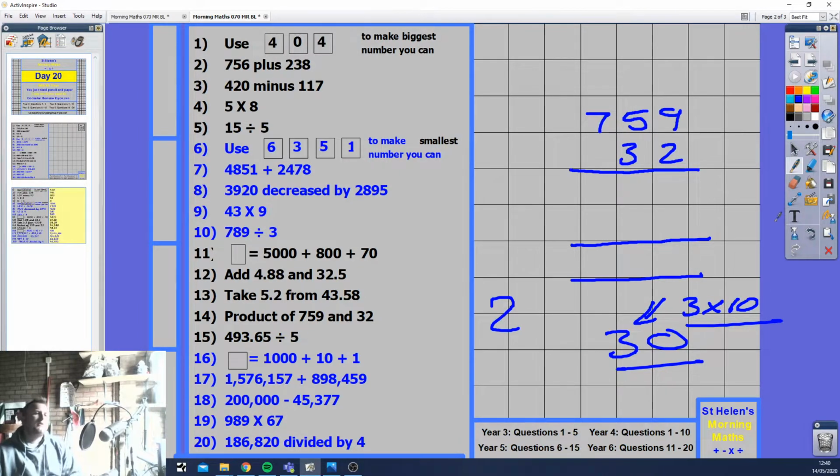So what can we do here to make it nice and easy? Why don't we multiply by 2, then multiply by 3, and then multiply by 10? Or we could be clever and say that whatever is multiplied by 3 and then by 10 would just have one place value moved for each one. So, for example, let's do 759 times 2 first.